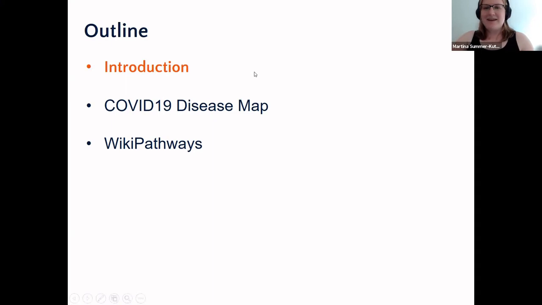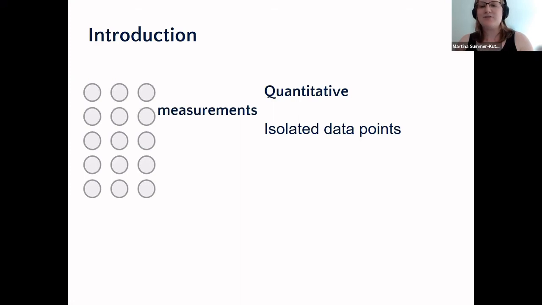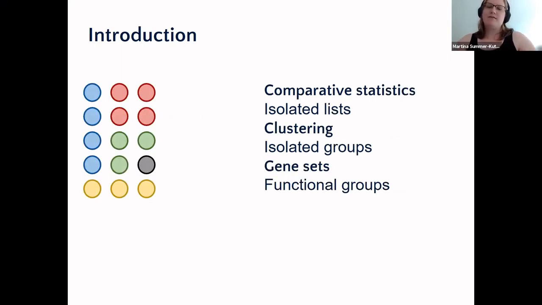Now, we all know that these molecules that we often measure and study don't function in isolation, but they all interact all the time, and they form these complex networks that define the cellular system. And when we measure this, it's usually measured as isolated data points. So we have a transcript measured, protein abundance measured, metabolites measured, and so on. And what we then try to do is make comparative statistics to make sense of what these molecules are doing. And we try to cluster them. We try to find functional groups within them to kind of make sense of them.